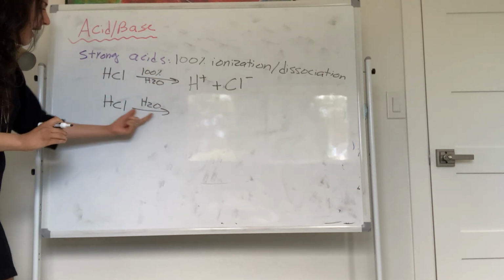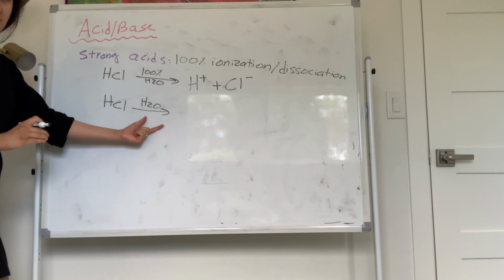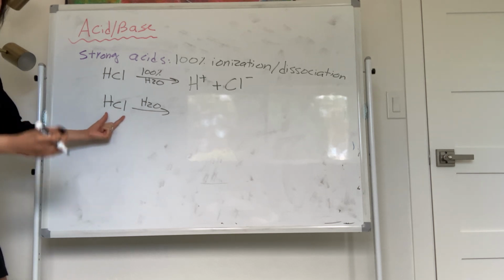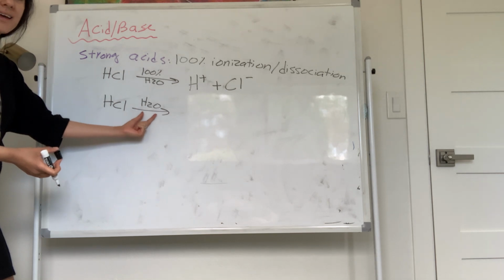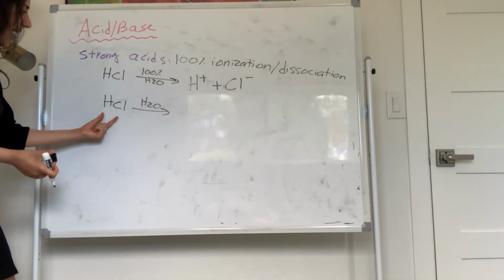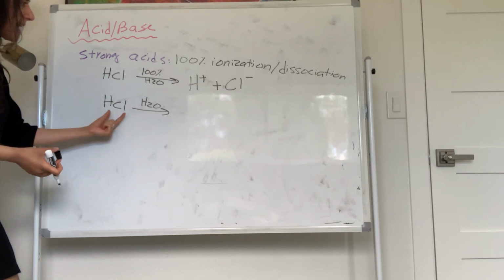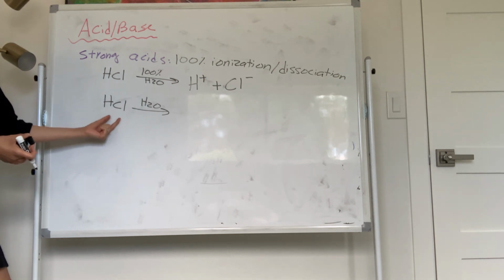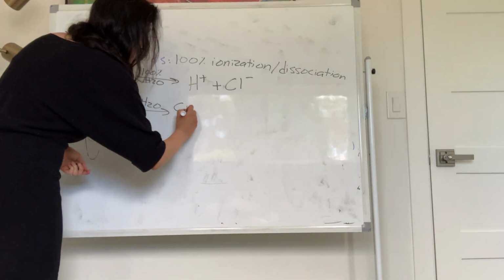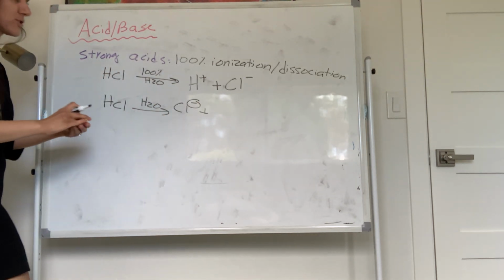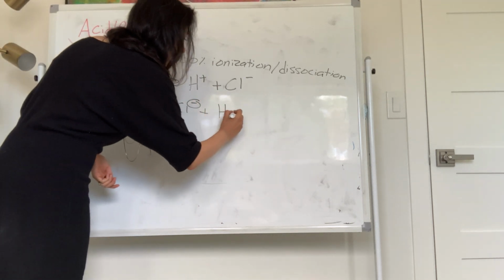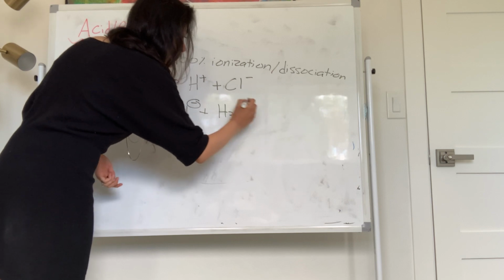So if I have hydrochloric acid in water, I know hydrochloric acid is my acid, and you know that water is going to act like a base. So I have acid, water is going to act like a base. Acid is going to lose a hydrogen, is going to become Cl minus. Water is going to gain a hydrogen, is going to become H3O plus.